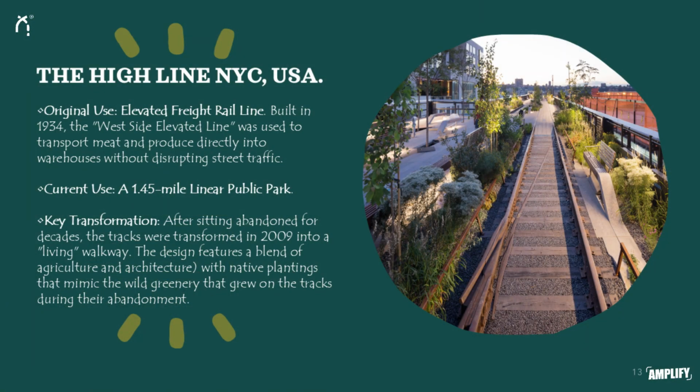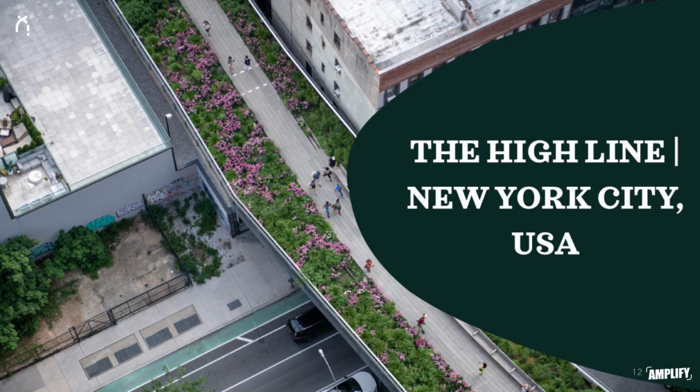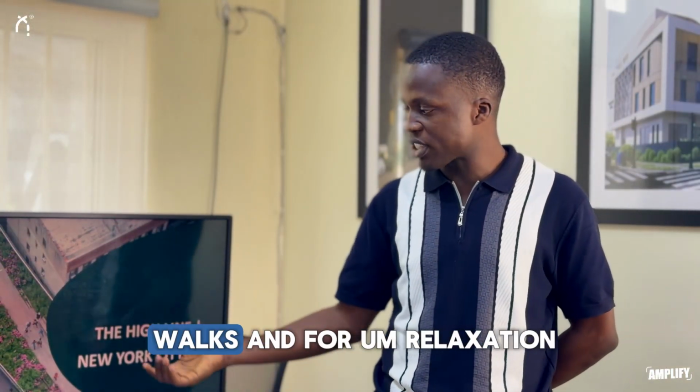Key transformation. After sitting abandoned for decades, the track was transformed in 2009. That it was used from 1934 to 2009 into a living walkway. The design features a blend of agriculture and architecture with native plantings that mimic the wild greening that grew on tracks during the abandonment. This is a picture of how it was before. And this is a picture of how it was before, when it was abandoned. Before it was later changed to this, just like a tourist park, just for walks and for relaxation.